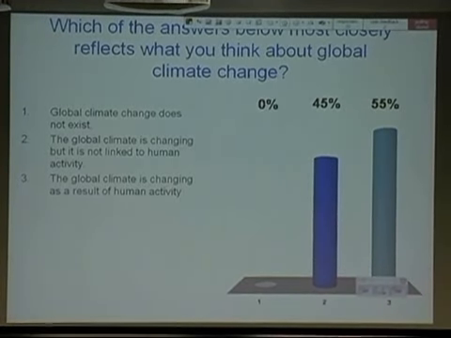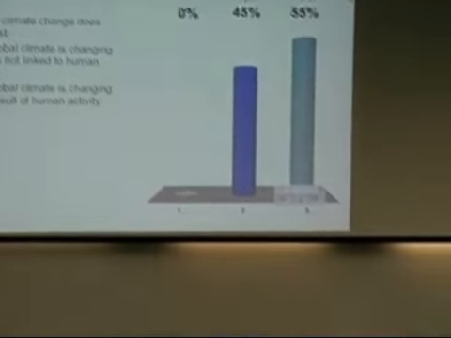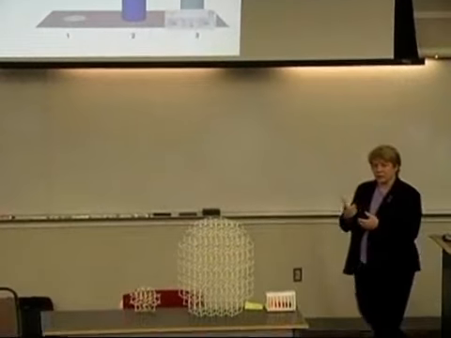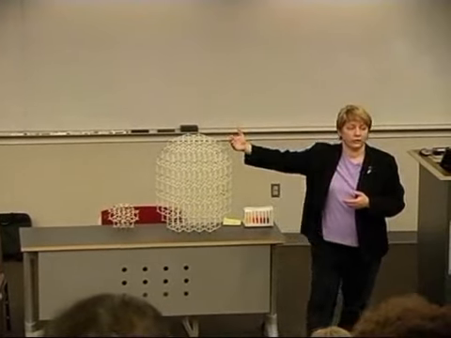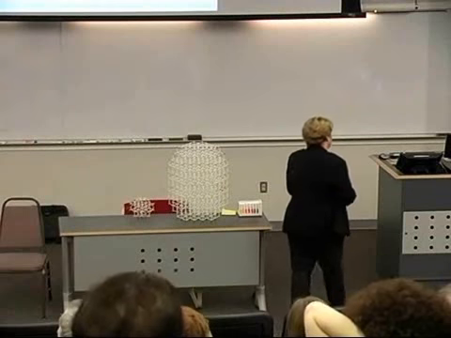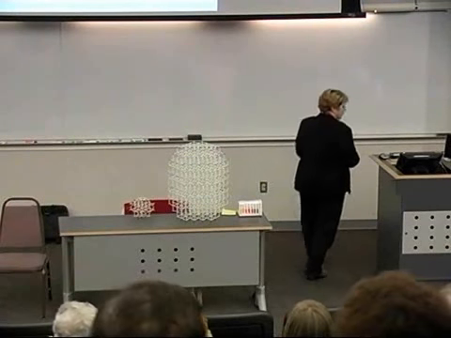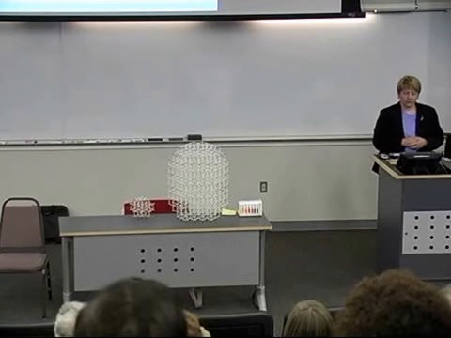So we've got about half division here, so everybody thinks we've got a global climate change problem. Half think it's linked to human activity and half don't. I can tell you where the students answer this question. The students answer this question all the way to the right, that global warming is a problem and that it's linked to human activity. I have a follow-up question.